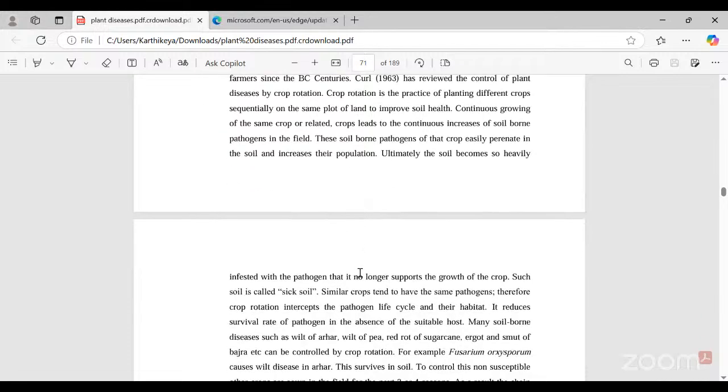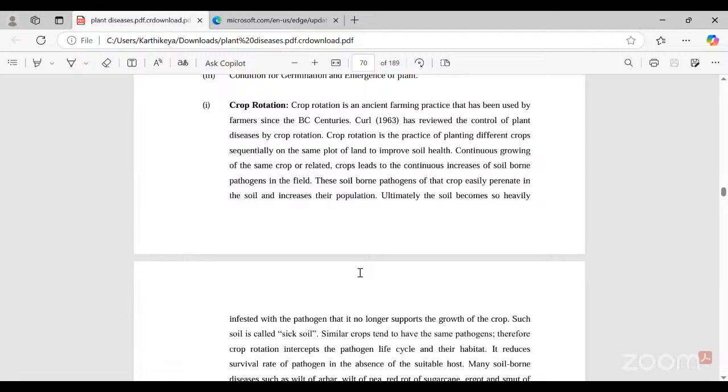Crop rotation is an ancient farming practice that has been used by farmers since the BC centuries. Curl in 1963 revived the control of plant disease by crop rotation. Crop rotation is the practice of planting different crops subsequently on the same plot of land to improve soil health also. Continuous growing of the same crop or related crops leads to the continuous increase of soil-borne pathogens in the field.